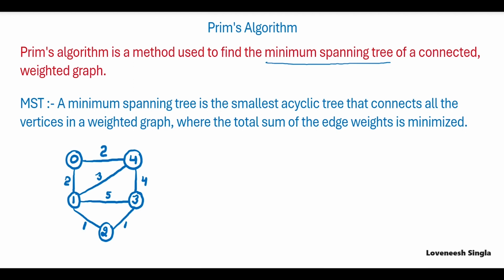So let's have a look at MST. A minimum spanning tree is the smallest acyclic tree that connects all the vertices in a weighted graph where the total sum of the edge weights is minimized.